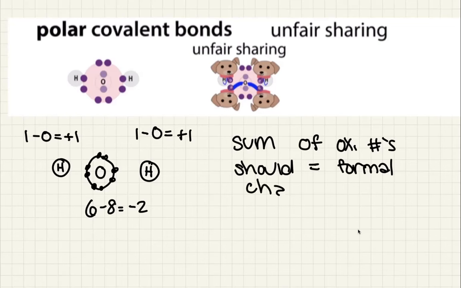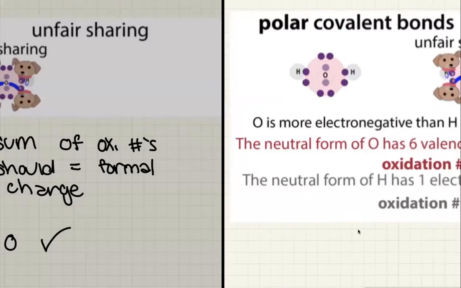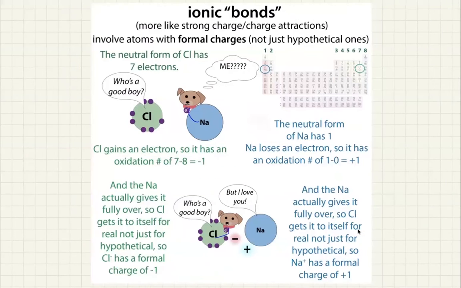So if you start with a neutral molecule, the sum of the oxidation states should be 0. And in fact, if we take +1 plus +1 plus -2, we get 2 minus 2 equals 0. So check. So we can see that our oxygen has an oxidation number of -2 and our hydrogens have oxidation numbers of +1. Now, what about ionic bonds?